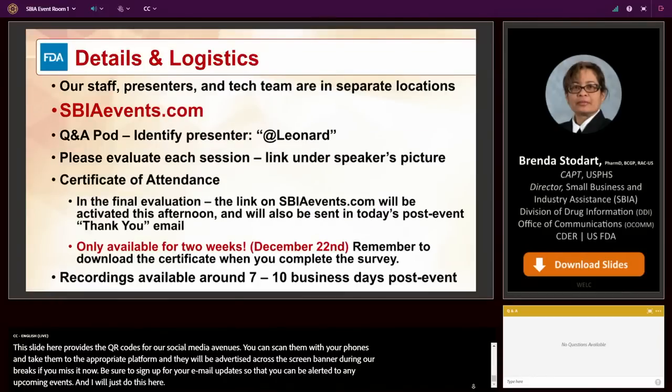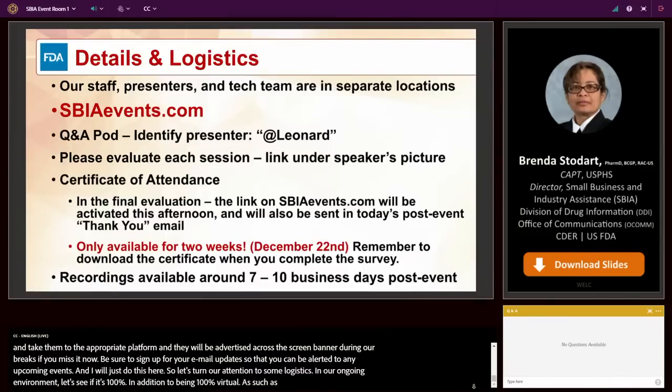So let's turn our attention to some logistics. In our ongoing environment, this event is 100% remote, in addition to being 100% virtual. As such, there may be some internet issues, but please bear with us, and if in fact we encounter those, we will try to get them resolved as quickly as we can.